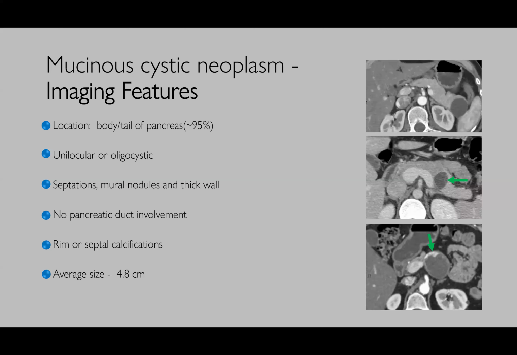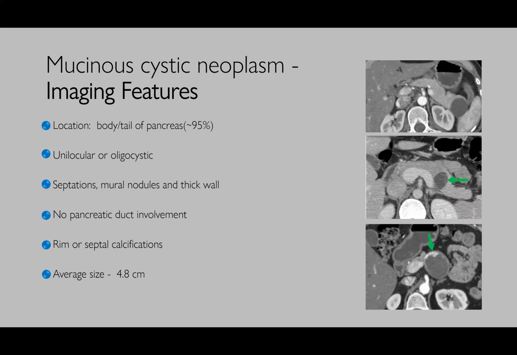Okay, moving on to the imaging features. So location, almost always it's body and tail, like nearly 95% of these patients have a lesion in the body or tail. These are typically unilocular or oligocystic. So you either have one cystic lesion or a few cystic foci, which are typically less than 2 centimeters in size each. And even when you have multiple cystic lesions, the outer contour is usually rounded without lobulations.